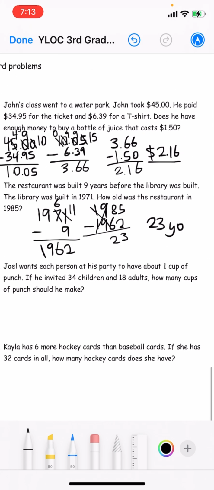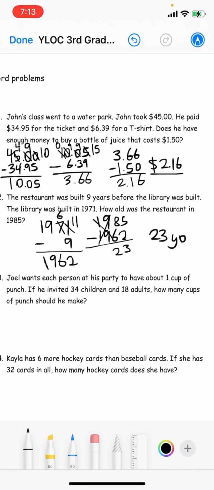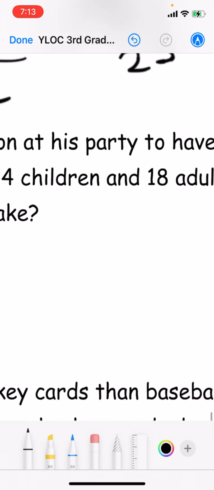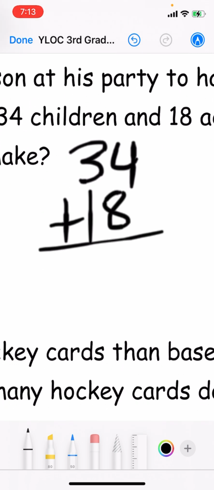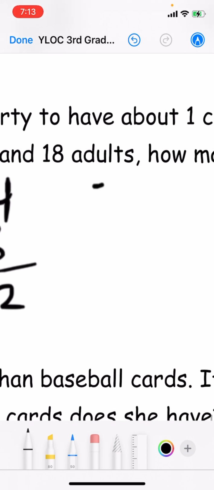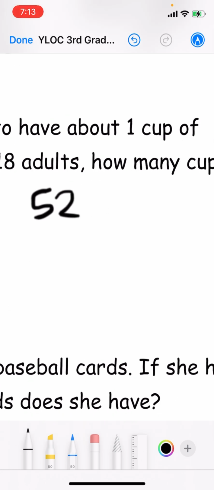And for number 3, Joel wants each person at his party to have about 1 cup of punch. If he invites 34 children and 18 adults, how many cups of punch should he make? So we just add 34 plus 18, 34 children and 18 adults. So 4 plus 8 is 12, and 3 plus 1 plus 1 is 5. So there's 52 people, and so he needs to make 52 cups.